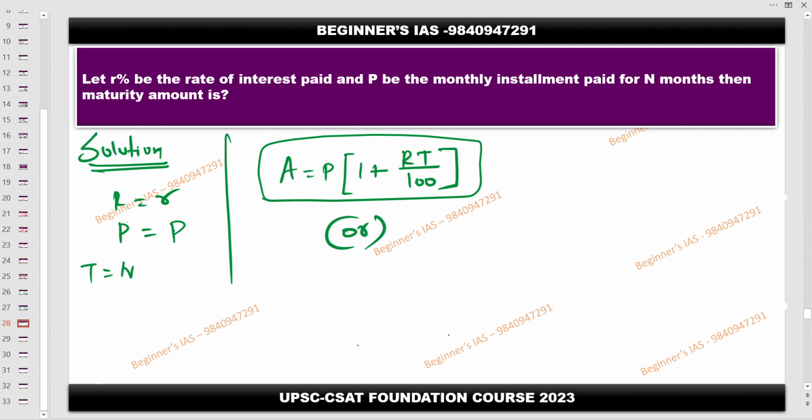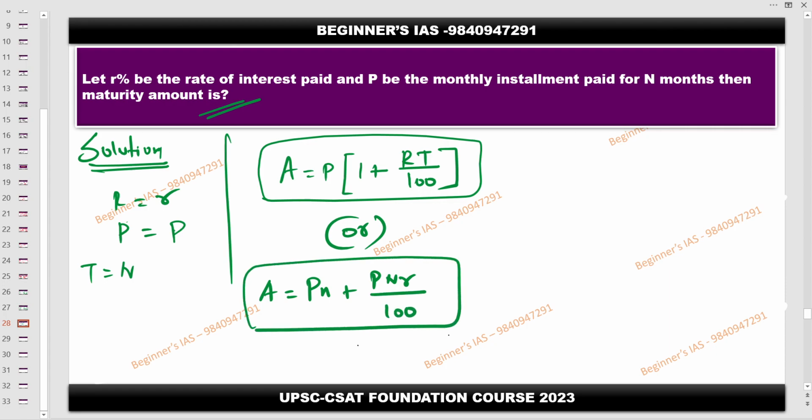I'll give you the direct formula here. Actually, this is the question with respect to the formula. Listen. Suppose the question is dealing with this, then you can take that maturity amount is equal to Pn plus Pn R by 100. So this is the direct one. I will give you a question now. Listen. If 3% be the rate of interest paid, 2000 be the monthly installment paid for 3 months, then the maturity amount is.